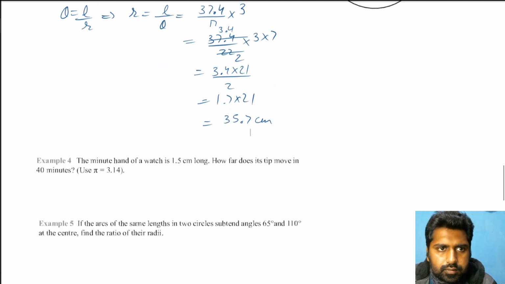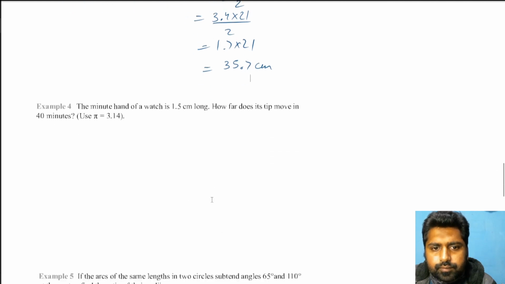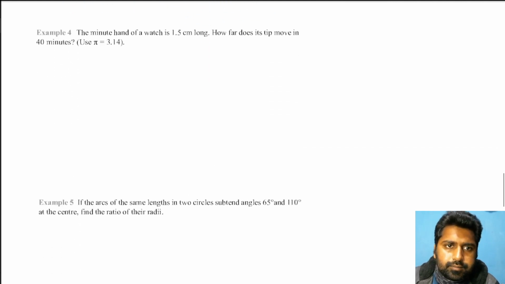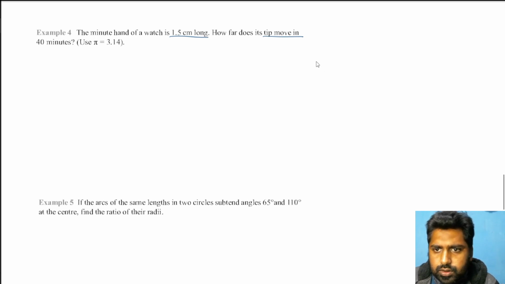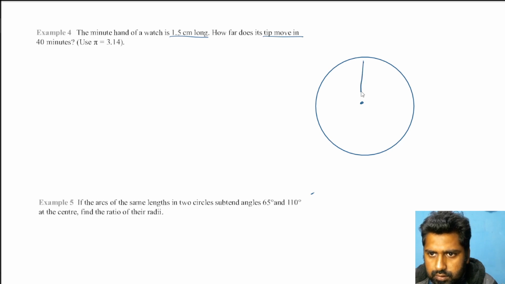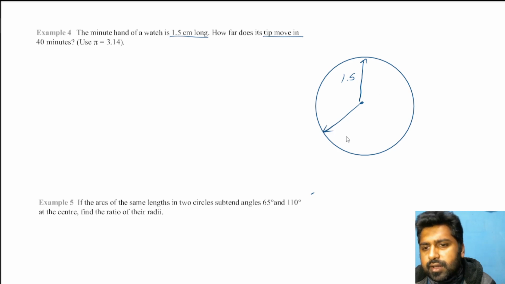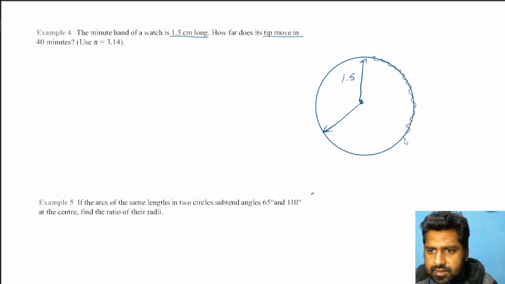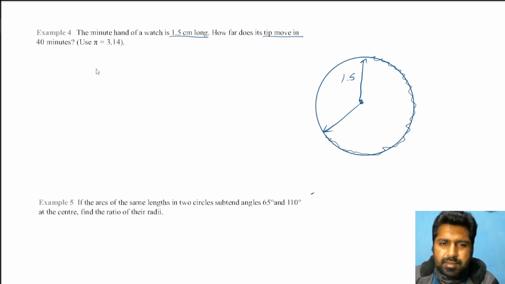All right, now let's extend this concept further. It's saying there is a minute hand whose length is given, and asks how far the tip moves. So basically again we'll draw a clock. The length of the minute hand is given as 1.5, and the hand moves 40 minutes, so it came around like this. He's asking how far the tip moves. How far means he is asking about this length, so this time he is asking about L.